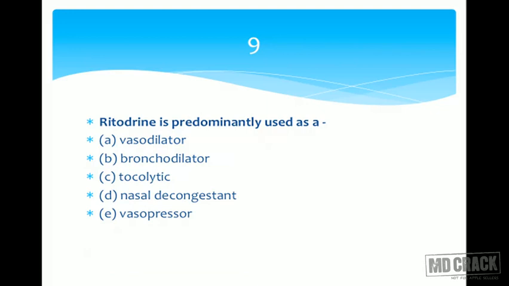Go to the next question. Ritodrine is predominantly used as a vasodilator, bronchodilator, tocolytic, nasal decongestant, and vasopressor.